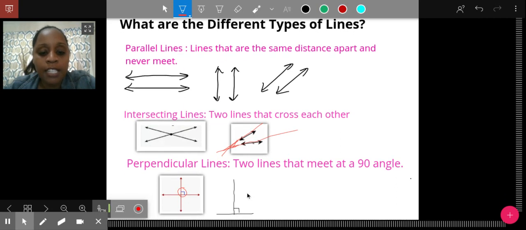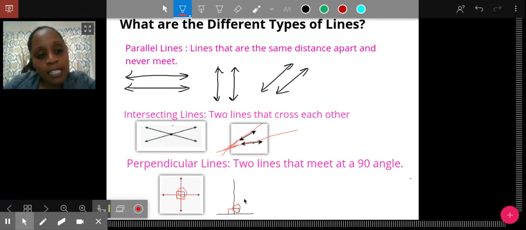Here's another example of a perpendicular line where you'll see that the lines cross and the lines meet, and then it forms a 90-degree angle. Okay, not only does it form a 90-degree angle here, but it also forms a 90-degree angle on the other side. The same thing here. There's 90-degree angles all over this shape. You'll see 90-degree angles here, here, and here. All right? So those are the 3 different types of lines.